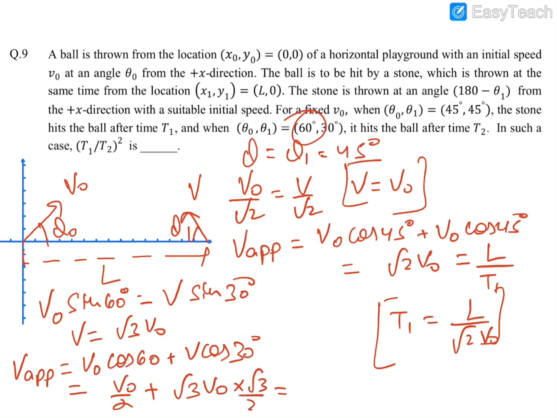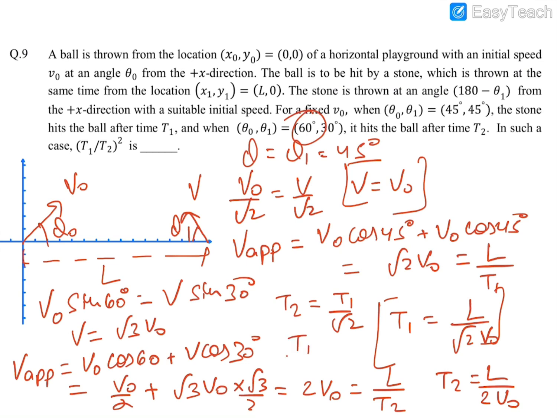So this is 3 by 2 v0 and this is v0 by 2, so the sum is 2 v0, and that is equal to L by their time taken t2. So t2 will be equal to L by 2 v0. So you can see that t2 is equal to t1 by root 2, and t1 square upon t2 square will be equal to 2. So the correct answer is 2. Now we move on to the next question.